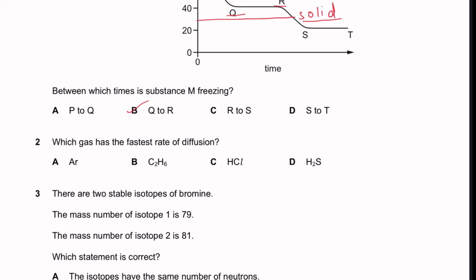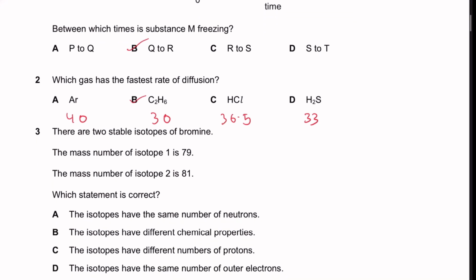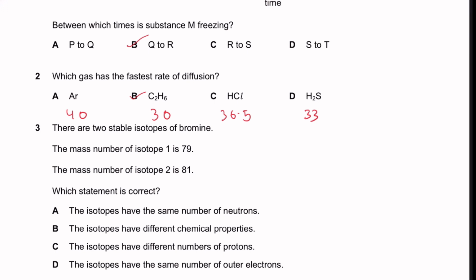Which gas has the fastest rate of diffusion? The one with the lowest MR will diffuse faster. So the MR of argon is 40, and the others are 30, 36.5 and 33. So it will be ethane because it has the lowest MR, so it will diffuse faster.